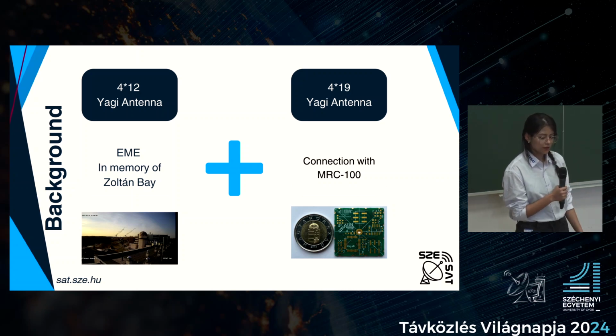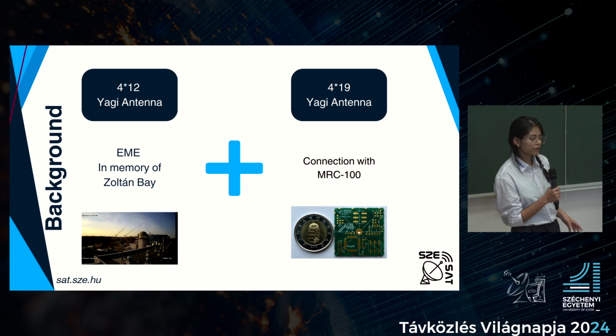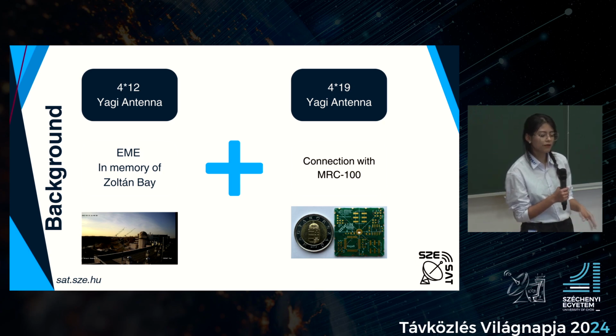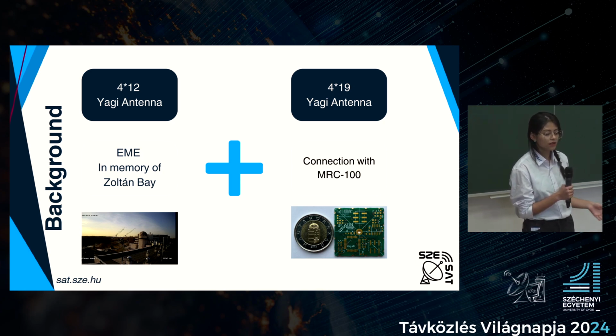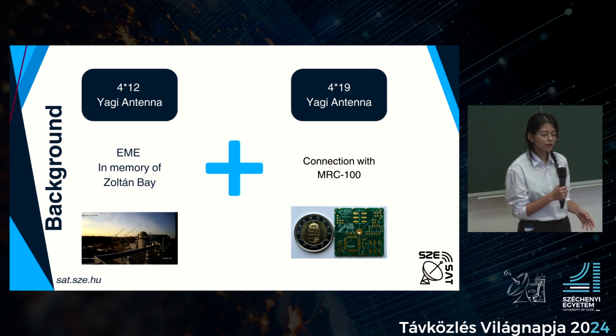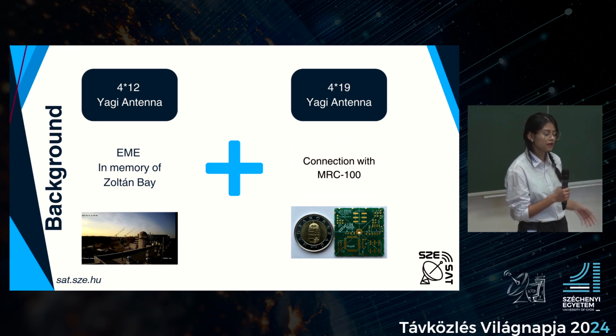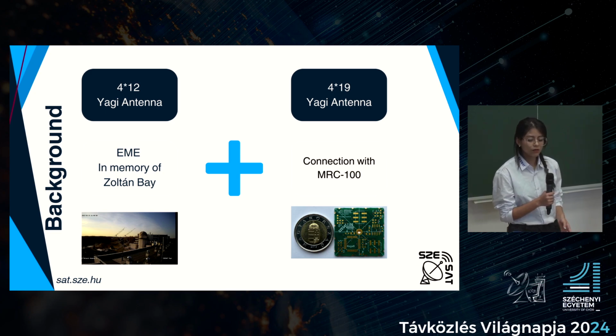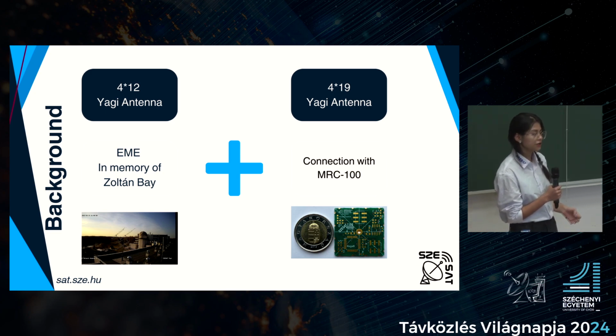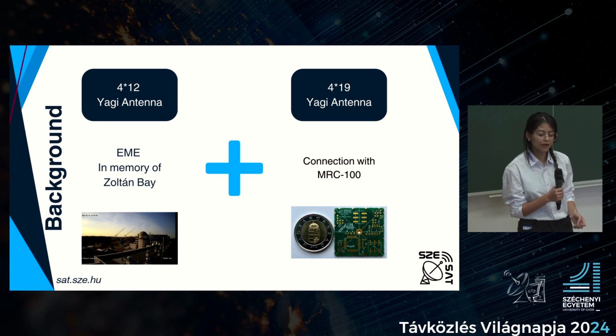Next. In the background, this project has become feasible due to previous projects. The first project was EME, Earth-Moon-Earth, where we arrived at the first giant antenna 4x12, and the second project was the base station, where we arrived at the 4x19 giant antenna.